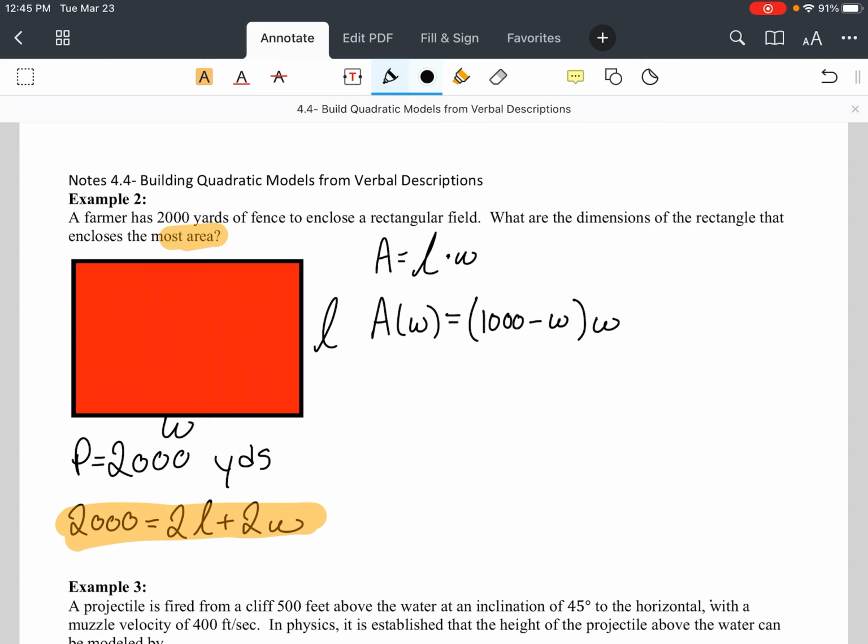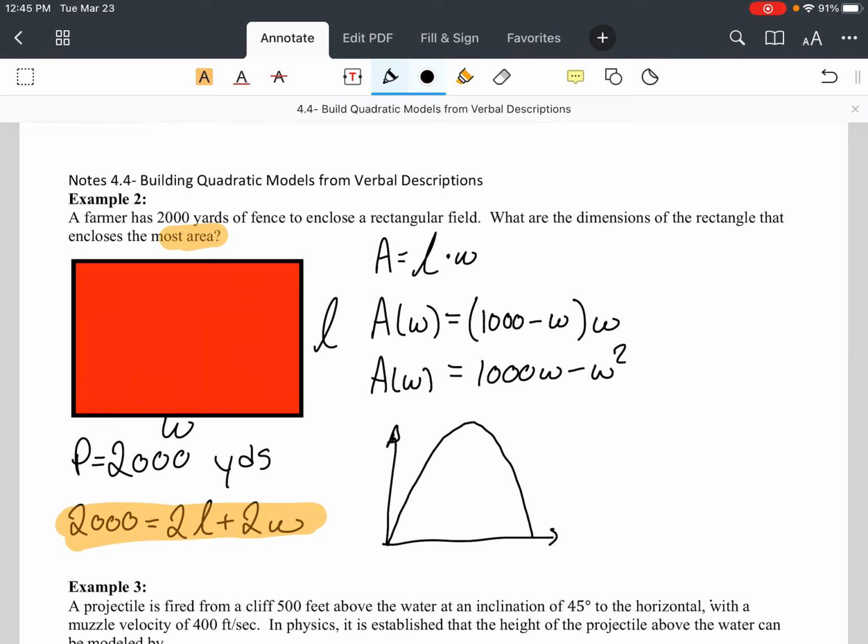Now we're going to take this information and see if we can come up with a quadratic. First of all, let's simplify this. A of W is equal to 1,000 times the width minus the width squared. If we were to draw this out, you don't have to do this, you would have a parabola that opens downward that looks something like this.